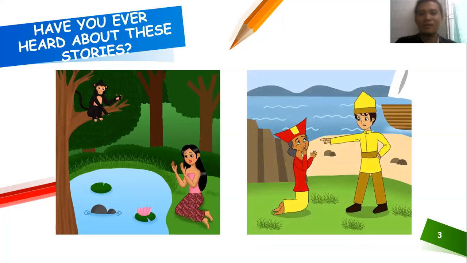Okay, how about this story? I think everybody knows this story. Sangkuriang, sir? Malin Kundang, sir. That's right, that is Malin Kundang. Aulia Rahman, do you know this story? Have you read the Malin Kundang story, Aulia Rahman? I forgot, sir. Okay, Malin Kundang is a very famous story, right?